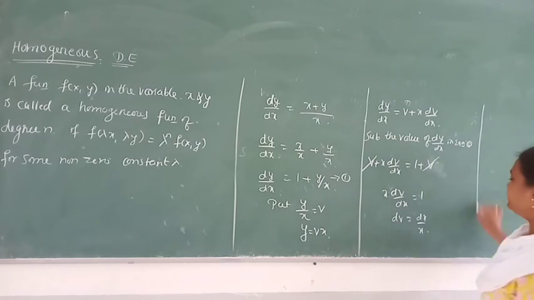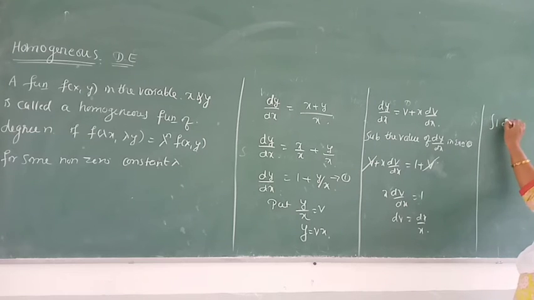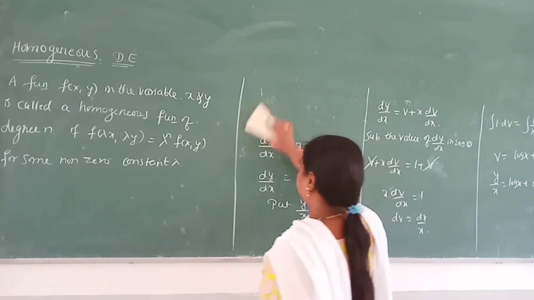Then do the integration separately. Integration of 1 into dv, integration of 1 by x into dx. Integration of 1 is v, integration of 1 by x is log x plus c, and replace v as y by x. So y by x is log x plus c. This is the solution of the given differential equation. We are doing the example like this. Next example I will take.